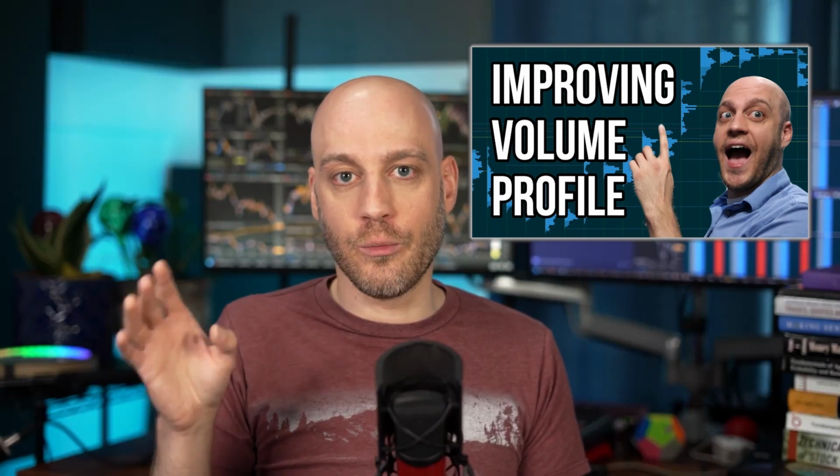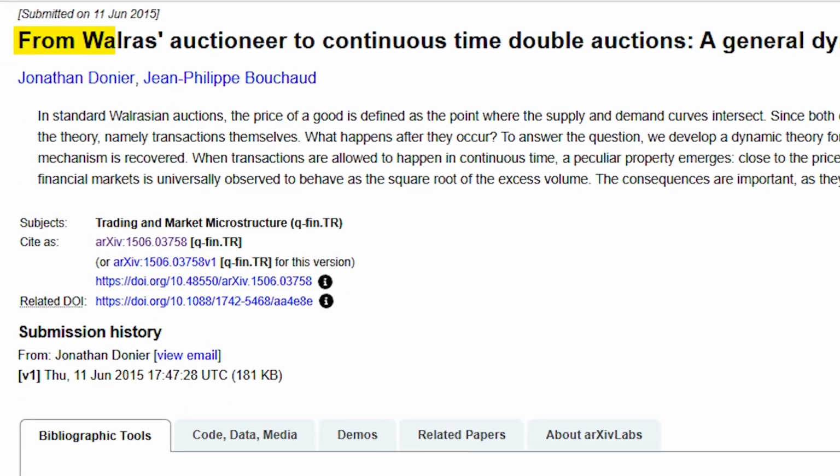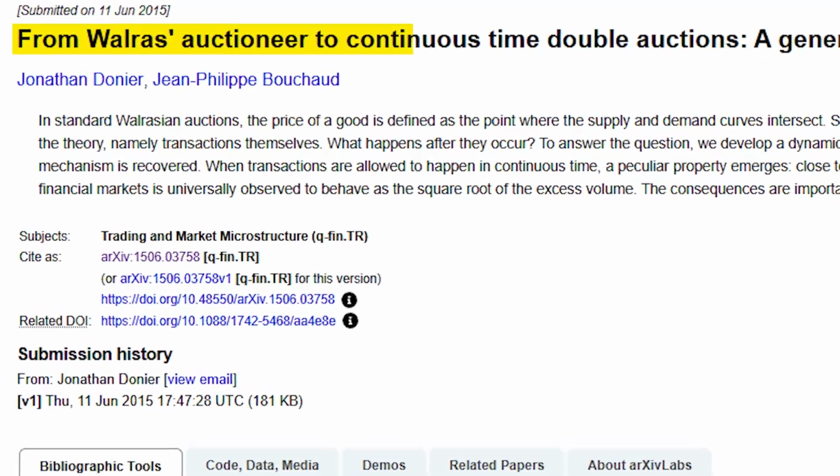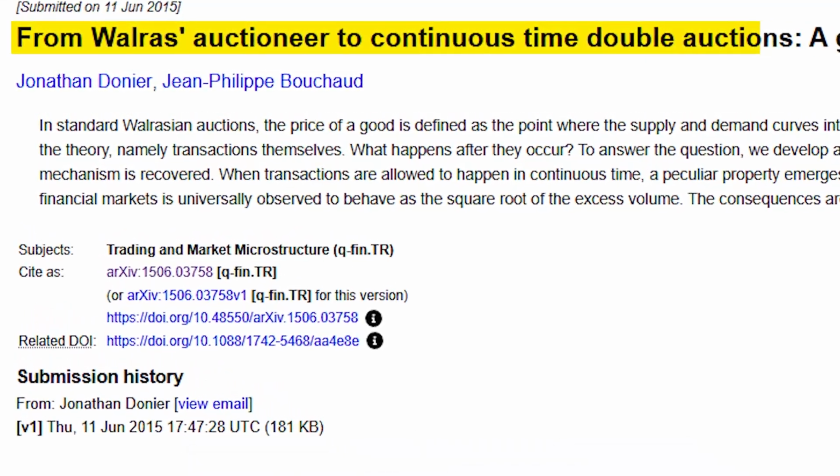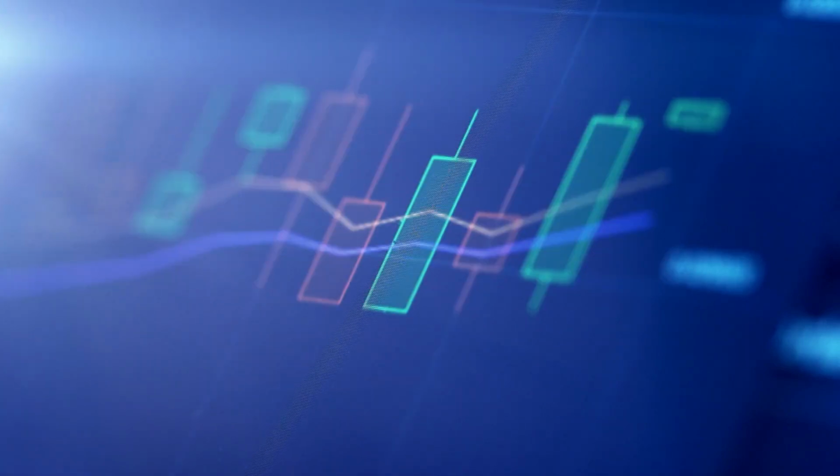Now, if you want to understand more about why this happens, I do have a couple of other videos about this, in particular the video about improving a volume profile, but really you should just read the study From Walrus Auctioneer to Continuous Time Double Auctions. But the general idea is that as a retail trader, you might want to think twice about these areas because you could potentially just get stuck in a position that goes nowhere for 45 minutes.